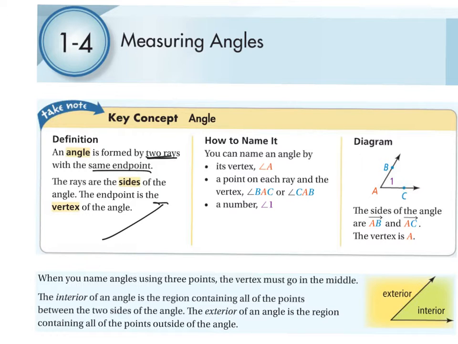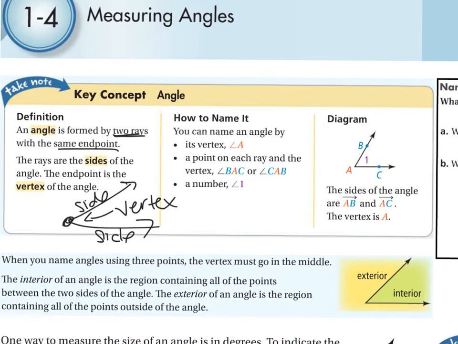So if we have an angle, this is a side, this is a side, and this point right here would be your vertex. Okay, so you can name angles a few different ways depending upon how it's labeled. You can name it by its vertex sometimes. If there's only one angle listed, you could name it as angle A. And yes, you do have to have that angle sign. This little thing right here looks like a less than sign, kind of.